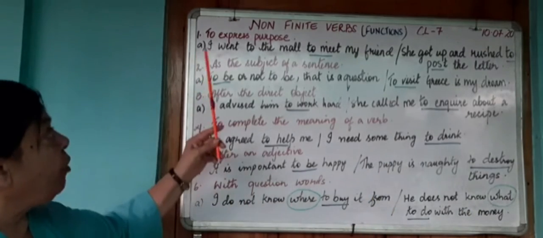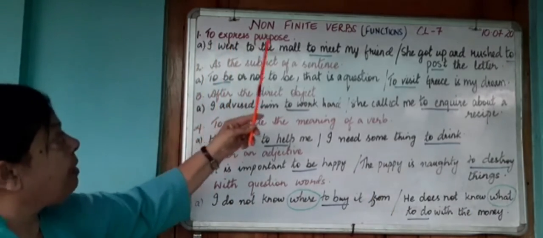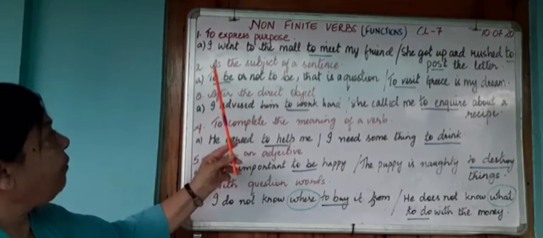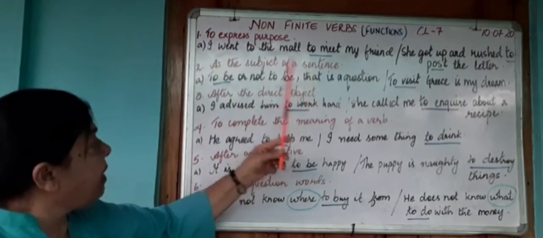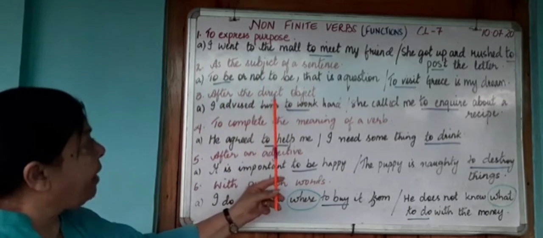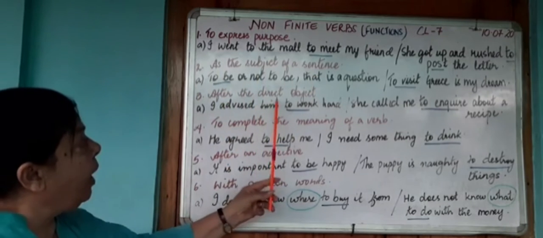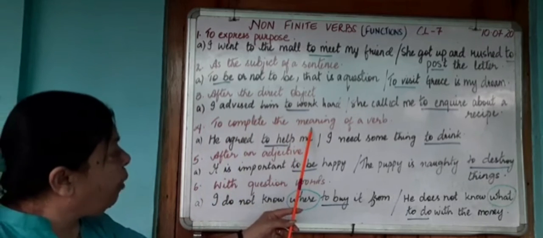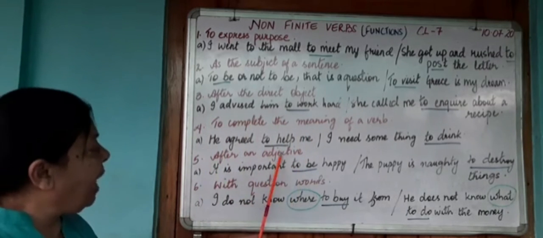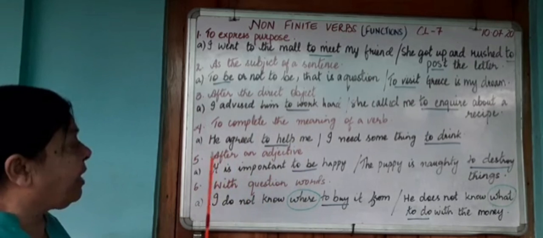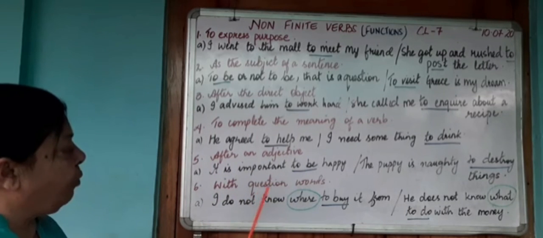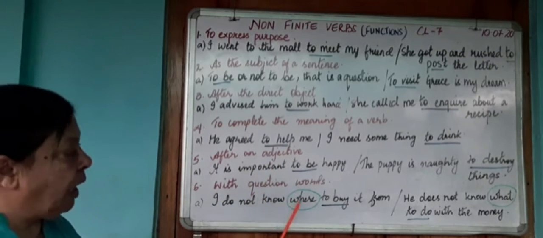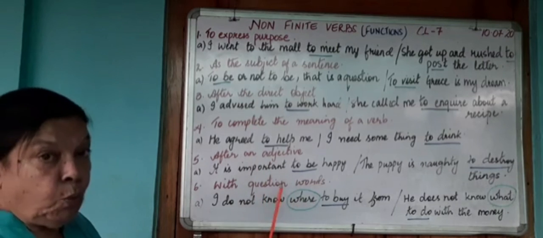Therefore, you use the infinitive to express purpose. You use the infinitive as the subject of a sentence. After the direct object, over here I told you, him is the direct object. Or to complete the meaning of a verb, after an adjective, important is an adjective. And with question words, WH words are question words.